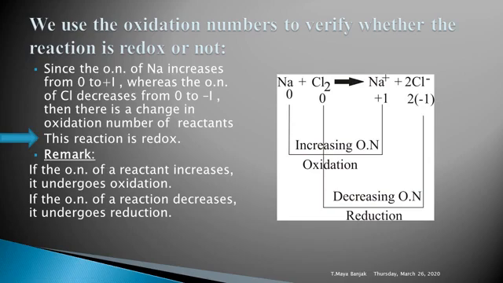In the exam, you will be asked to identify if the reaction is redox or not. To verify this, you have to use the oxidation numbers and then answer as follows, using the sentences that I just mentioned, and then you will say that the reaction is redox. So when the oxidation number of the reactant increases, it undergoes oxidation, and when its oxidation number decreases, it undergoes reduction.